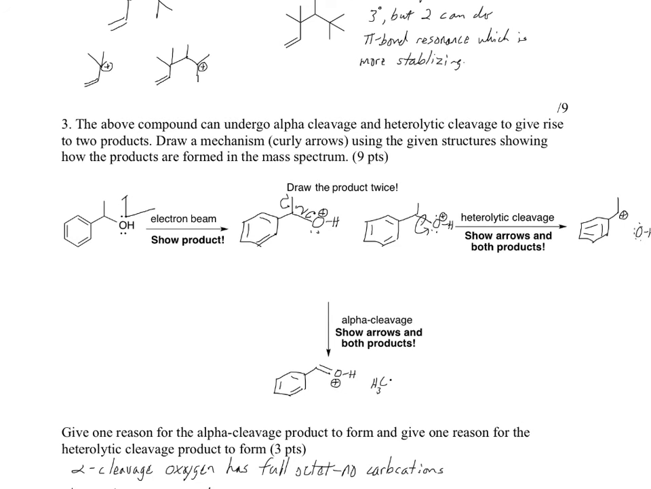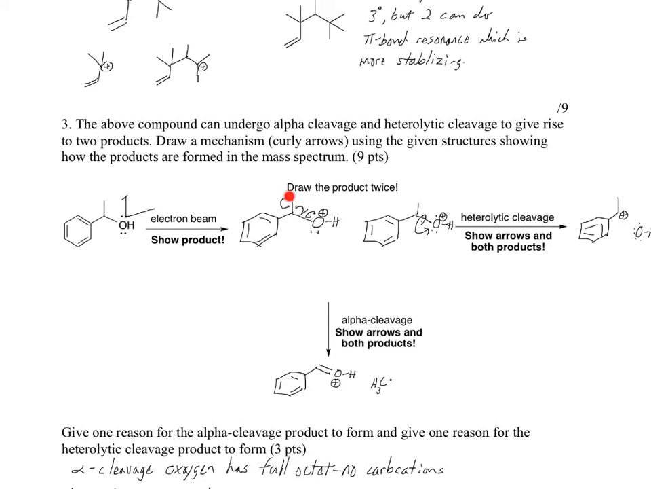So for this one, your classic mass spec experiment, an electron beam comes in, knocks out one electron. The easiest electron to knock out is a lone pair electron in this case. We say here we want you to draw the product twice. Here we want you to do a heterolytic cleavage, right? Show arrows in both products, and here we want to show an alpha cleavage, show arrows in both products, right?